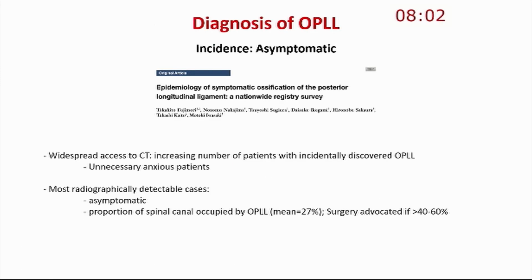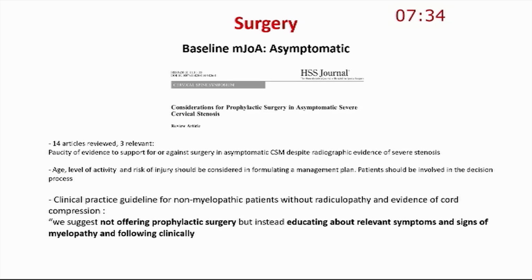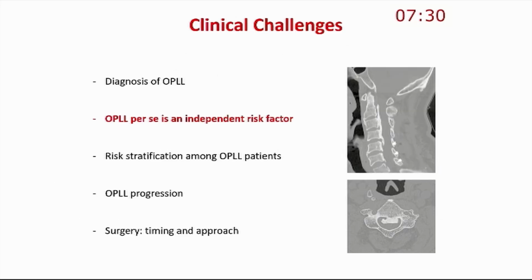And what would be then the alternative strategy? To do CT scans to everybody, asymptomatic patients? I don't think so, because this would cause unnecessary anxiety in patients. Most radiographic detected patients are asymptomatic, and the proportion of spinal canal occupied by OPLL is small in those patients. Surgery is only advocated if there is a canal occupancy of more than 40 to 60%. There is certainly no consideration for prophylactic surgery in those patients.